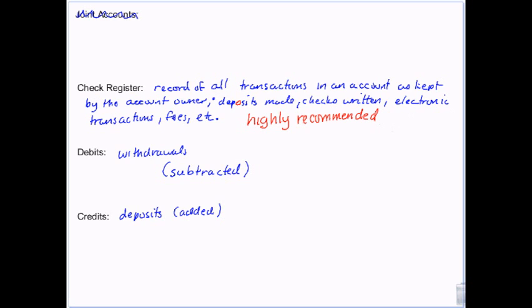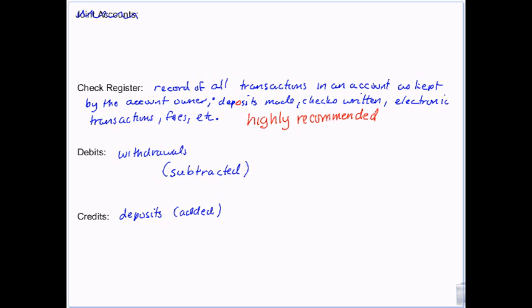People don't keep check registers much anymore because most things are done electronically, and most people don't even have checkbooks anymore. Except for those of us that are old school. Check register, yeah. Well, I'm going to give you guys some actually today. So the check register's paper, okay?